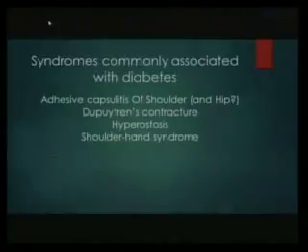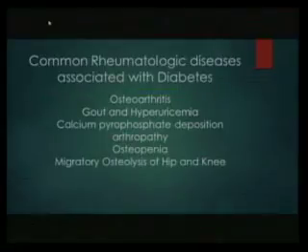Now, these are things that are very much more common in diabetics than non-diabetics. Adhesive capsulitis of the shoulder or frozen shoulder. Possibly frozen hip, which is not very common but being reported, Dupuytren's contractures, hyperostosis, and then shoulder-hand syndrome. Now, there are other complications that are seen in increased numbers or increased rates in diabetics, things that we see much more often that we don't make the association between these conditions and diabetes.